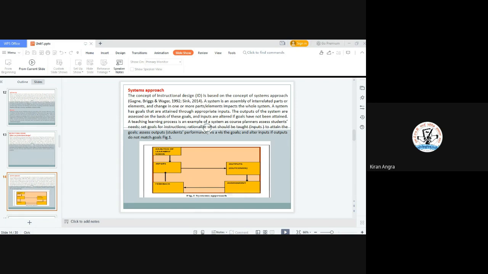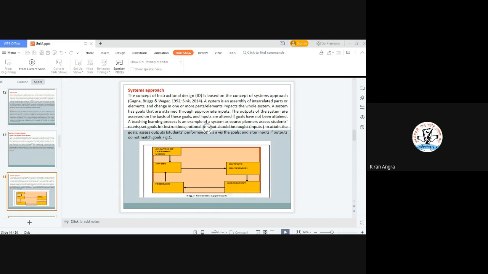So let's now start with the ADDIE model. As I said, A is for analysis, D is for design, another D is for development, I is for implementation, and E for evaluation. Many models which were prepared were basically based on this model. This was considered to be one of the important ones.